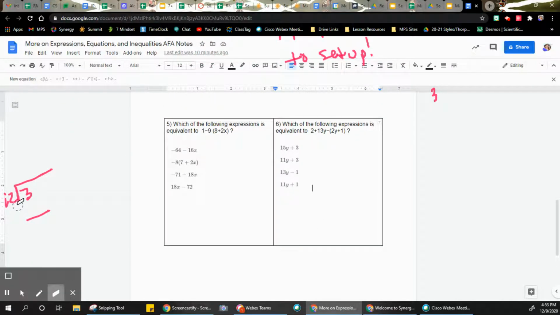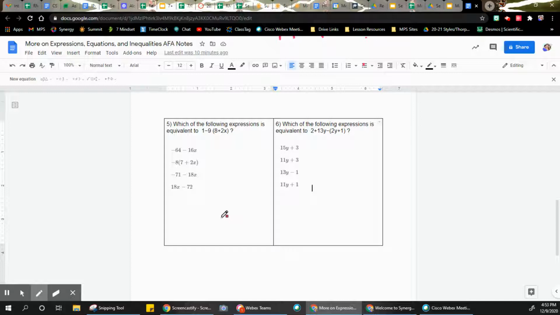Which is equivalent to the expression 1 minus 9 times the quantity 8 plus 2x? What it's asking me to do is simplify all these expressions into their simplest form. So I'm going to start with the expression we're starting with, 1 minus 9 times 8 plus 2x. Since I have a number outside of the parentheses, I can use the distributive property and multiply the number on the outside by both terms on the inside. So 1 minus 9 times 8, which is 72, plus 9 times 2x, which is going to be 18x.